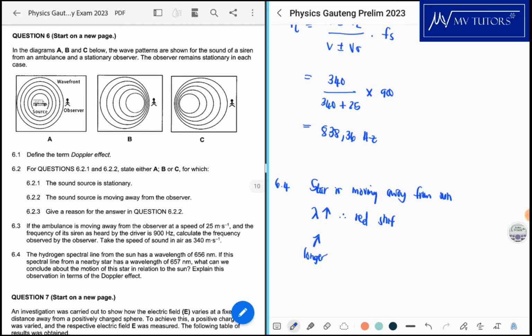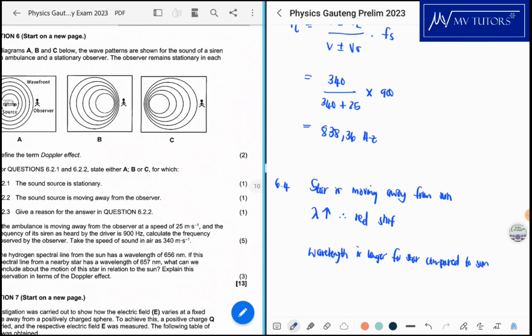Than the wavelength of the sun. Let me just actually write that down so that it makes sense. So the wavelength is longer for this star compared to that of the sun. Okay, so I think that is worthy of 3 marks, just to comment on the wavelength, that we have a red shift, and we can then say the star is moving away from the sun.